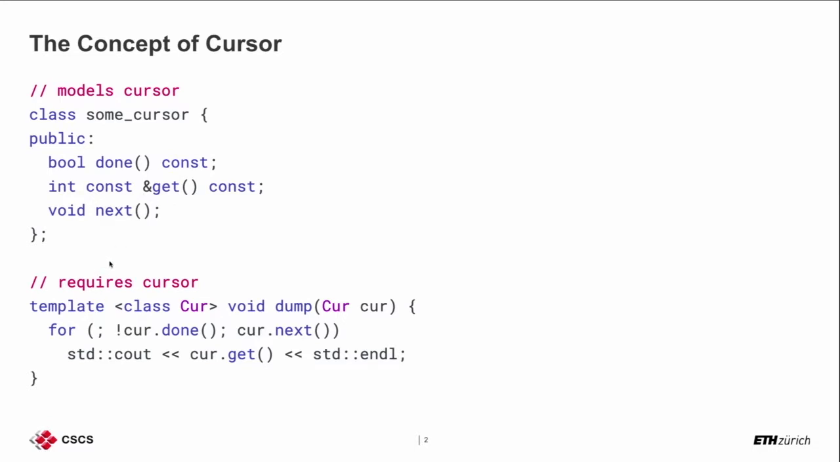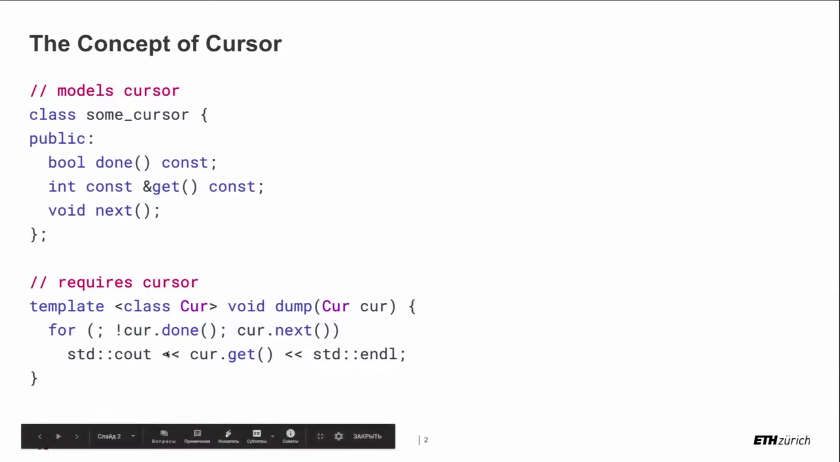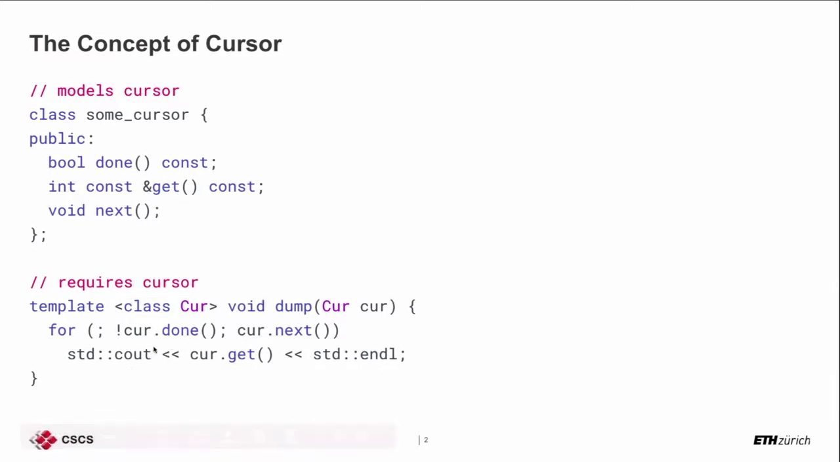It's easy to understand what it does. It has the methods next, done, and get, and you can use it something like that. You can iterate with next, check the end of your sequence with done, and you have the getter of the current state. Basically, this is one of the ways to represent a stream of data.